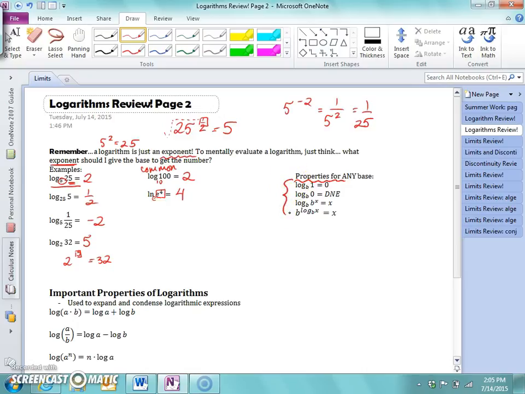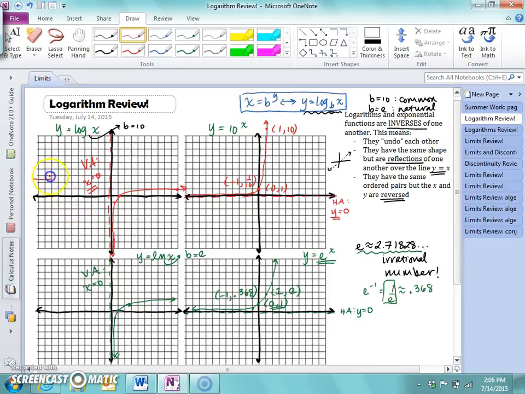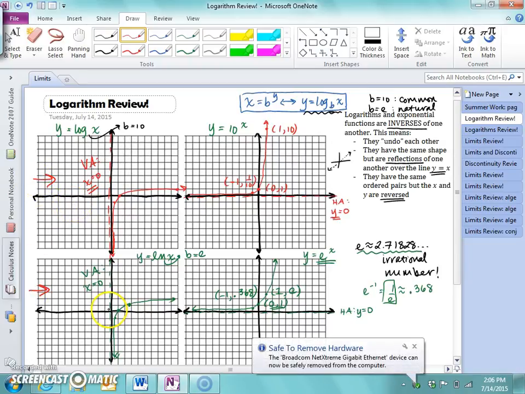Properties for any logarithm. Log base b of 1 is 0. No matter what this base is here, you would think, okay, what exponent do I give the base to get 1? You would always give it 0, because anything to the 0 power is 1. Log base b of 0 doesn't exist. You cannot give something an exponent and end up with 0. Also, you can't give a logarithm an input of 0, because if you look at this graph, here are logarithmic graphs, this one and this one. You can't give it an input of 0 because there's an asymptote right there.